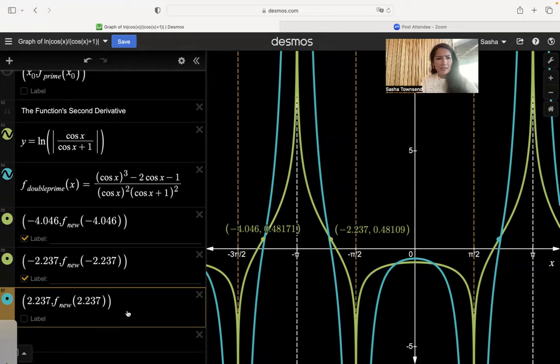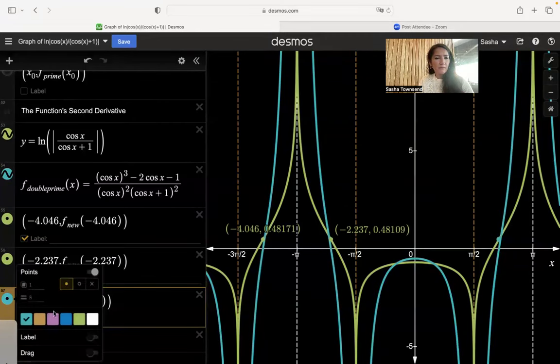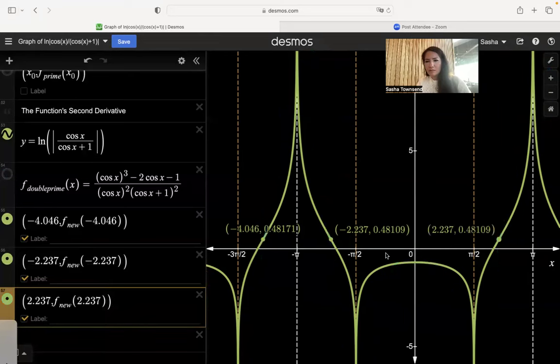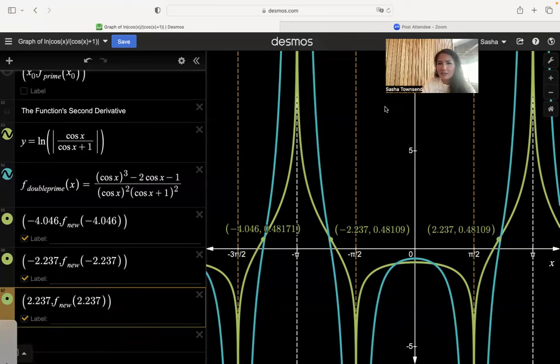And at that point, the original graph should be going from concave downward to having a point of inflection to concave upward, because the sign of f double prime changes from negative to 0 to positive. Is that what we see? Concave downward, point of inflection, concave upward? Yeah, that looks right. So I think our second derivative is correct.